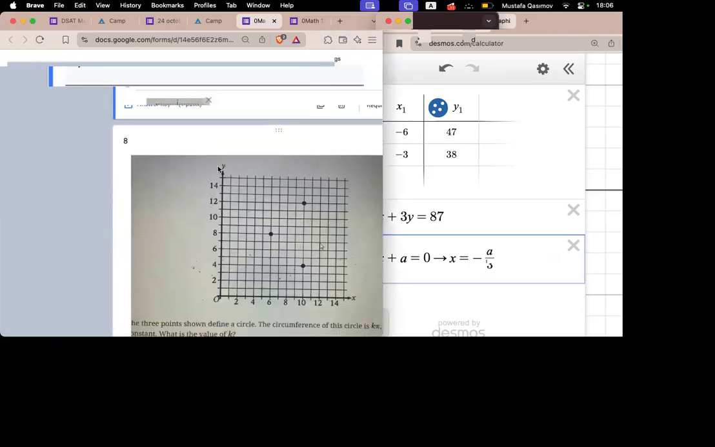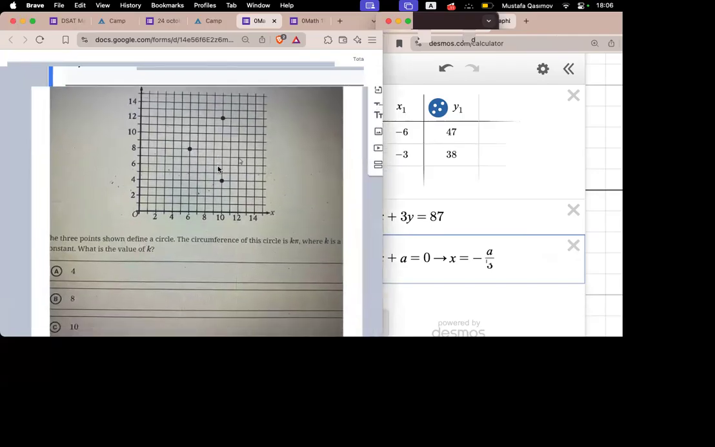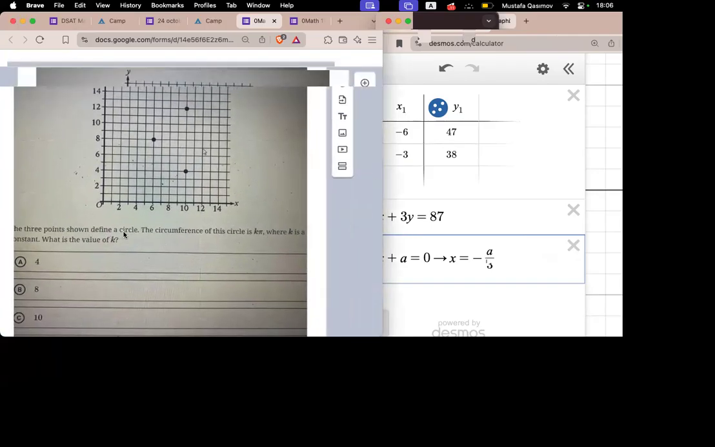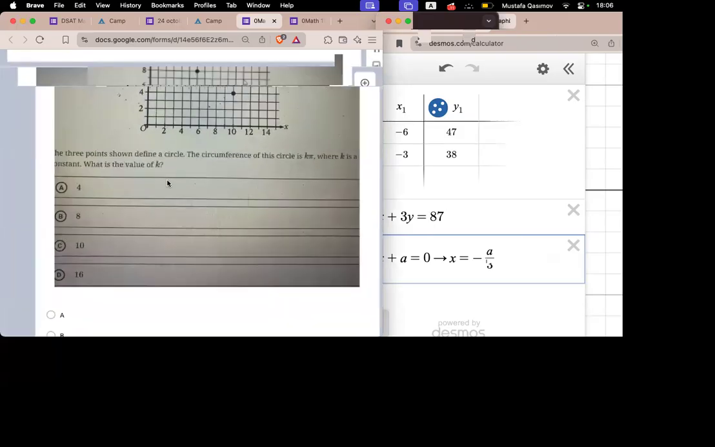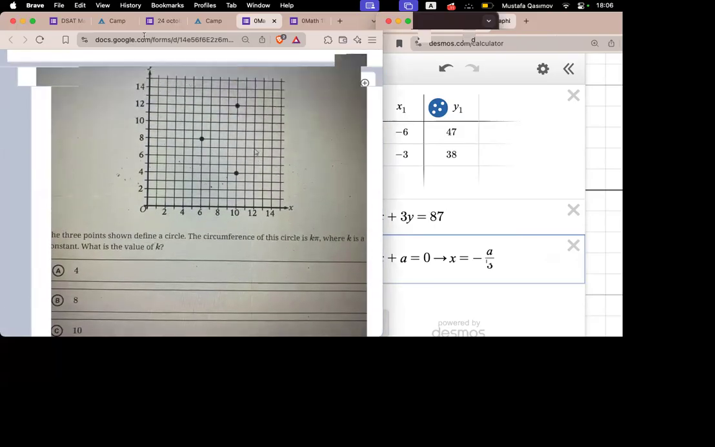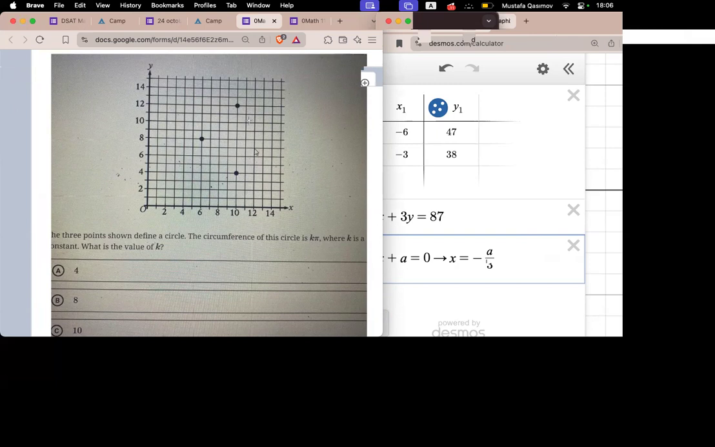Okay, let's continue. For question 8, we have a circle, and this circle will be something like that. Just wait. So it will be something like this. Here you can see that its diameter is equal to 8. Its diameter is equal to 8, radius is equal to 4, and circumference will be 8p, and k is equal to 8. Answer is B.